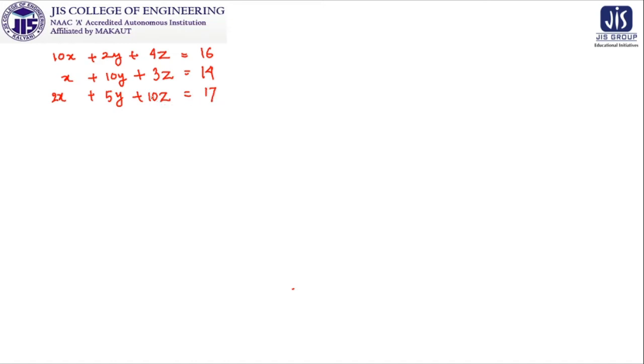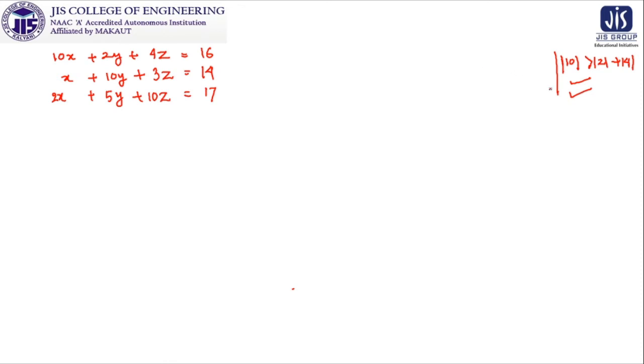So obviously it is very clear to us that the given system is a diagonally dominant one, because we can see that mod of 10 is greater than mod of 2 plus mod of 4 in the first equation. In the second equation also, the coefficient of y, that is the second diagonal element, is greater than 1 plus 3, and similarly for the third one also, 10 is greater than 5 plus 2.